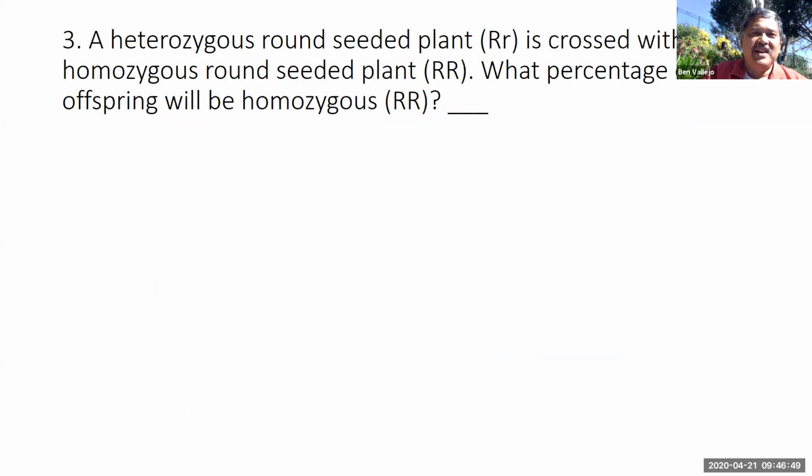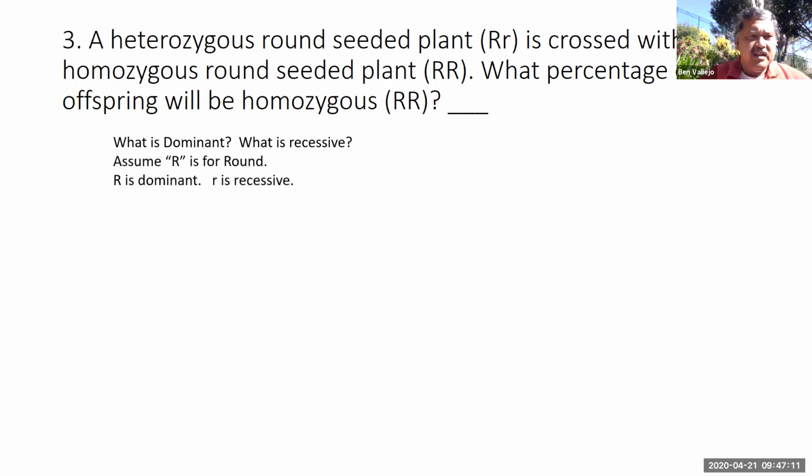Okay. There's number 3. Number 3, a heterozygous round-seeded plant, the big R, little r, is crossed with the homozygous round-seeded plant. That's big R, big R. So we already know what the genotypes of the parents are. What percentage of the offspring will be homozygous big R, big R? Remember, you can be homozygous little r, but this question specifically asks for the homozygous dominant. So what's dominant? Big R is round, as we can see from the beginning of the questions. It's a heterozygous round, so we know that round is dominant over the recessive trait.